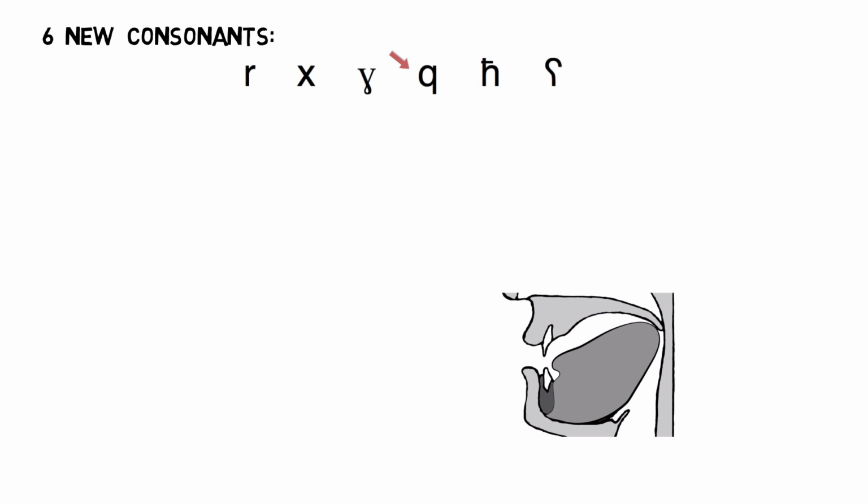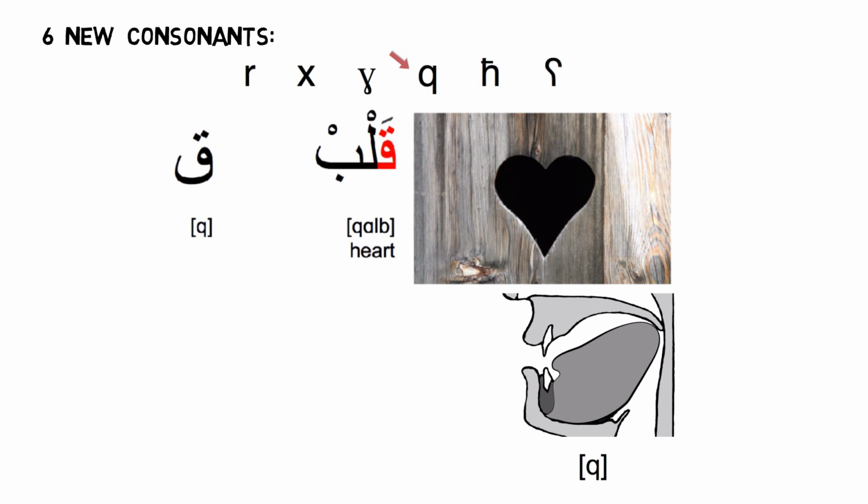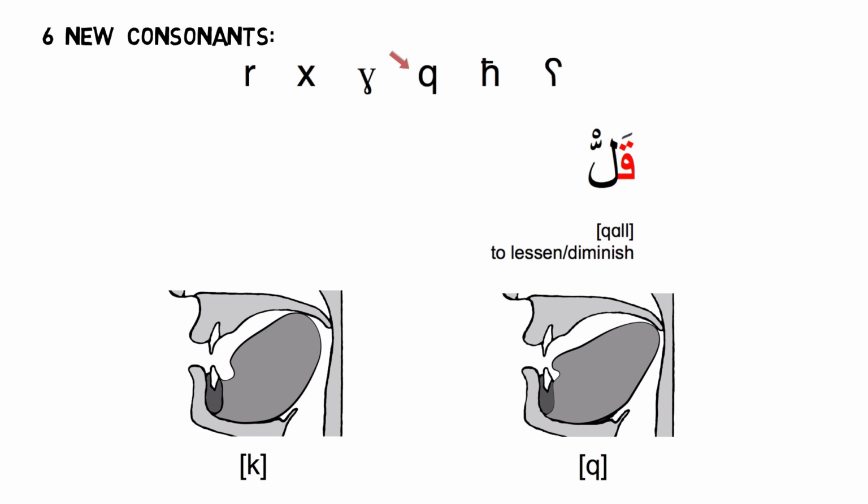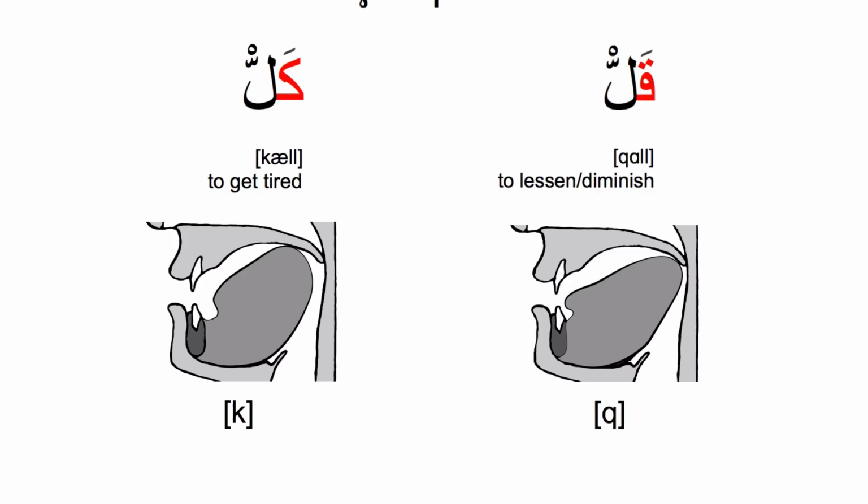Now, let's drift further back in the mouth, all the way back to your uvula, that hangy-downy thing that you can see at the back of your throat. Arabic has a K-like sound that's produced all the way back there. That's ق, as in قلب. If you want to compare this ق sound to a k sound, you can compare قل and كل. قل, كل, ق, ك.